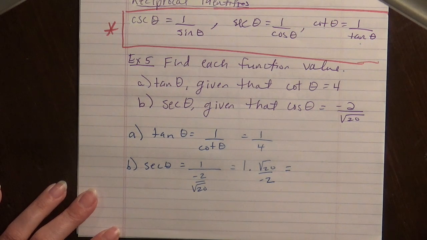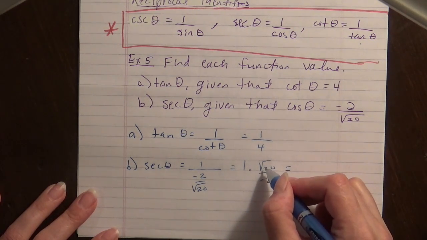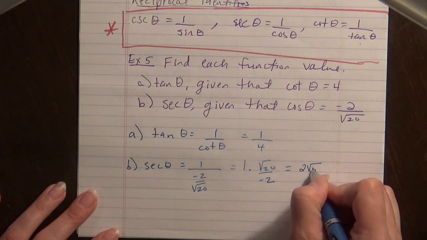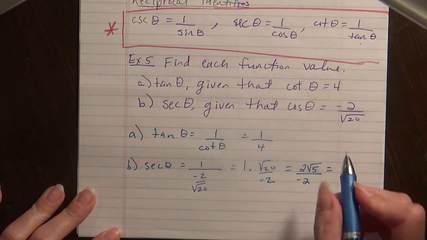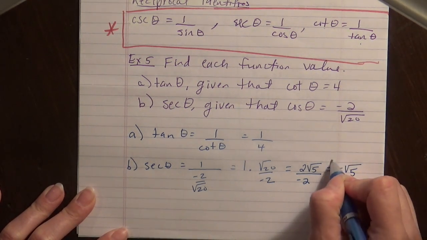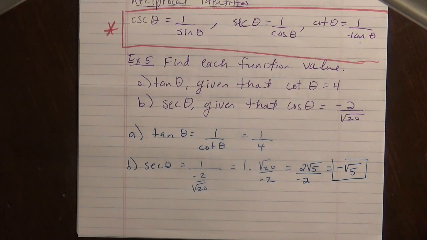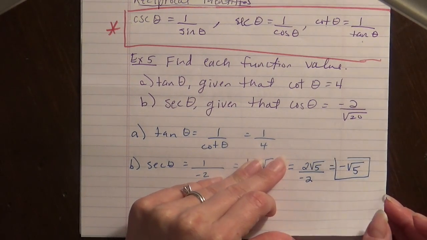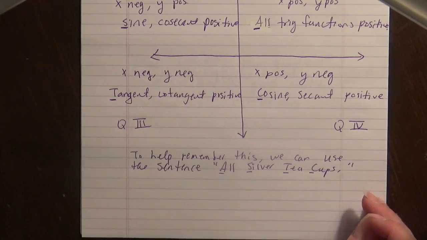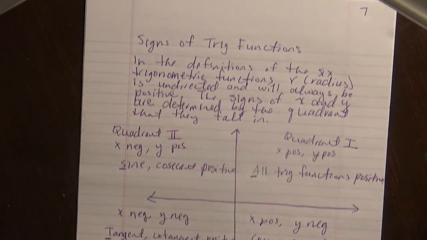And this can be simplified as the square root of 20 is 2 times the square root of 5. We talked about that a little earlier, over negative 2. And that simplifies to negative square root 5. That one was not difficult, as long as we knew our rules, our reciprocal rules.